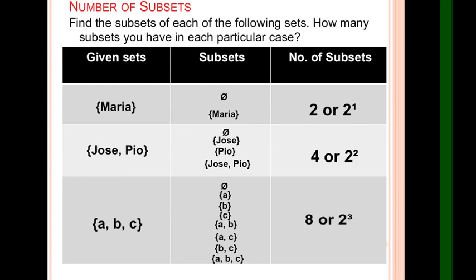So we have 8. In short, in finding the number of subsets of a set, we have the formula 2 raised to n. Okay? So n is the number of elements in a given set. So here we have 1, 2, 3, so that's 2 raised to 3. Here we have 1 and 2, so we have 2 raised to 2. And here we have only one element, so we have 2 raised to 1. That's why the number of elements is 1, 2, and 3, and the number of subsets is 2, 4, and 8.